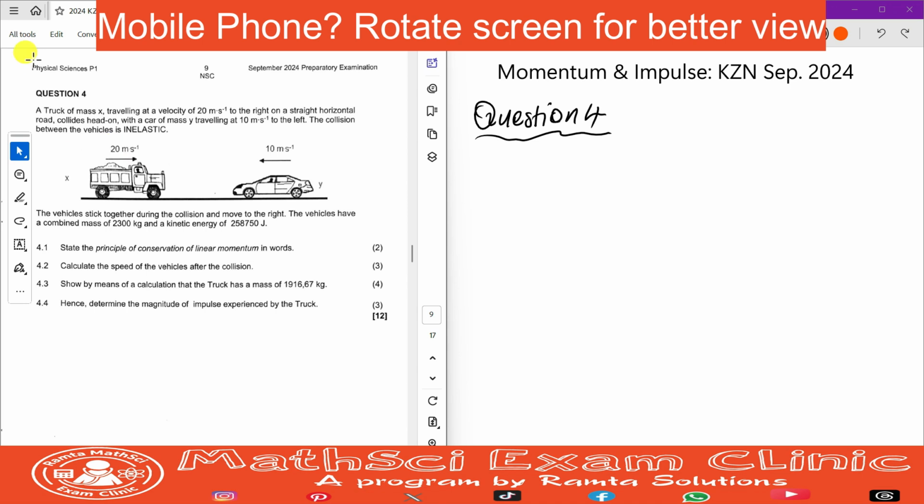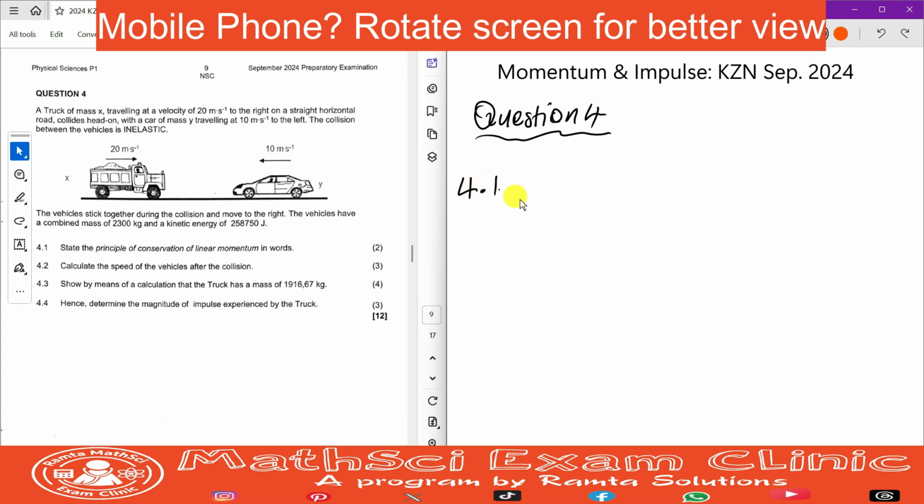Let's see now. A truck of mass X traveling at a velocity of 20 meters per second to the right on a straight horizontal road collides head-on with a car of mass Y traveling at 10 meters per second to the left. The collision between the vehicles is inelastic. I want you to highlight inelastic, it's very key. The vehicles stick together during the collision and move to the right. The vehicles have a combined mass of 2,300 kilograms and a kinetic energy of 258,750 joules.